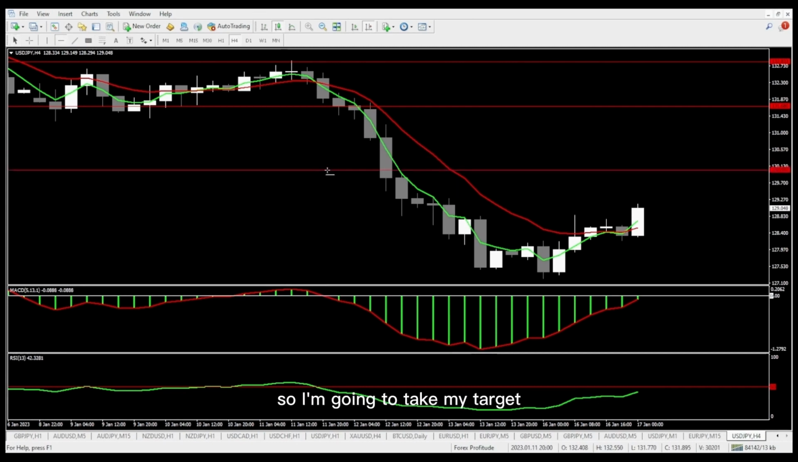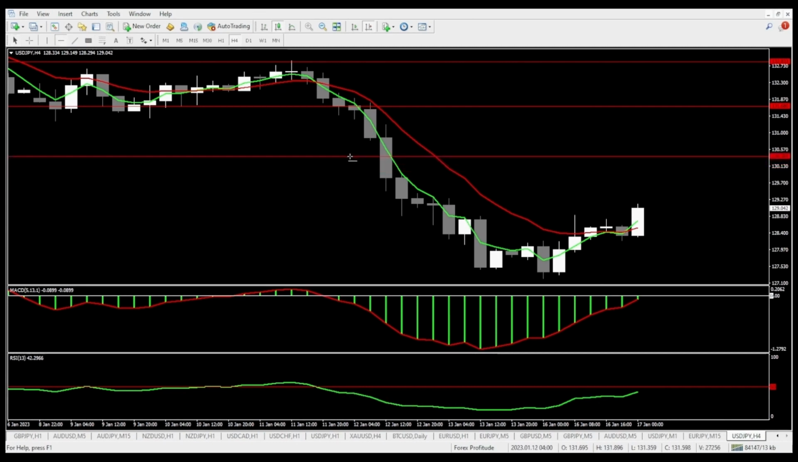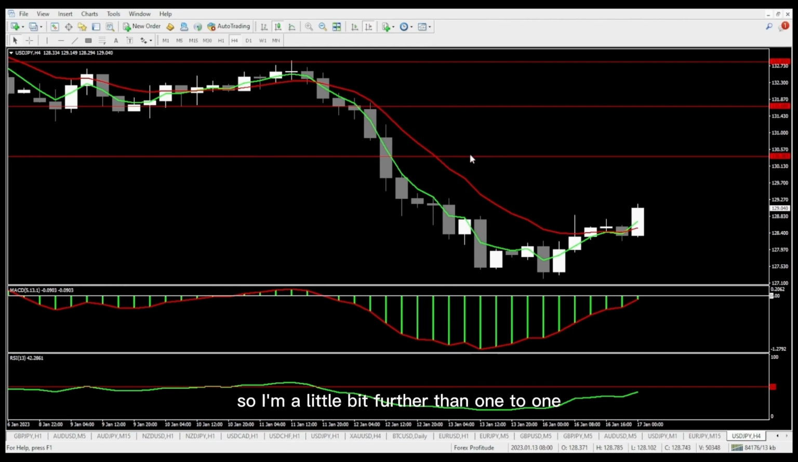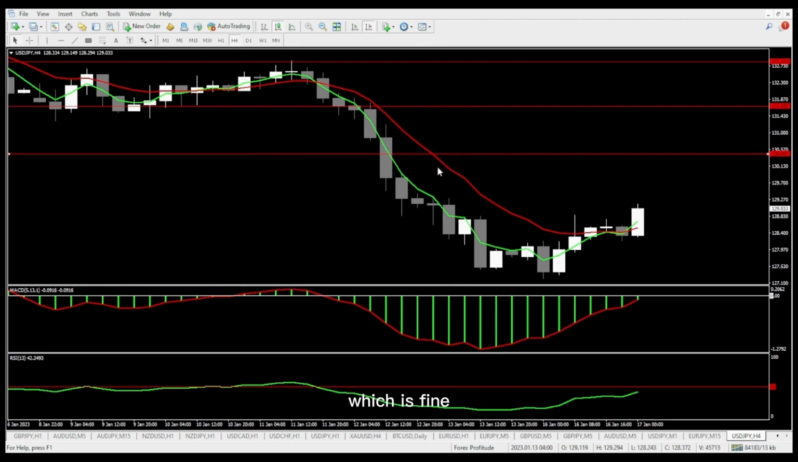So I'm going to take my target and put it to 1-to-1, so it'll be the same number of pips as my stop loss. If I measure this, we should be pretty close. We're looking at 127 as opposed to 116. So I'm a little bit further than 1-to-1, which is fine. I always do encourage a little bit more than your stop loss.